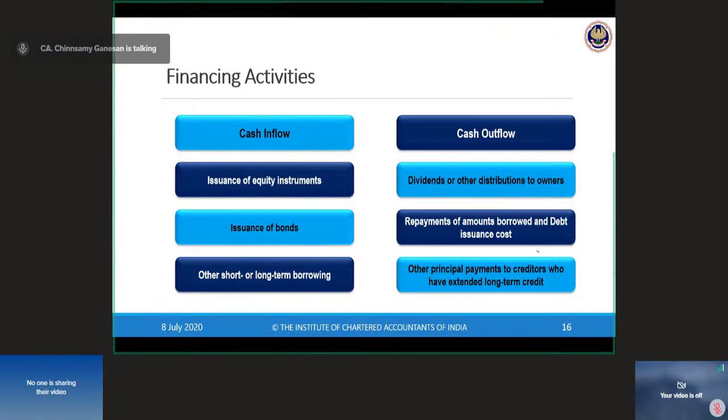I took it because normally this is a twister which can be considered in your question paper. That is the reason why I took this example. Suppose you are buying from a creditor. The trade creditor, or trade payable, is assumed to be paid in the normal credit period of 90 days or 120 days or something like that.